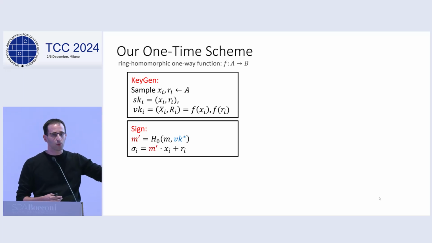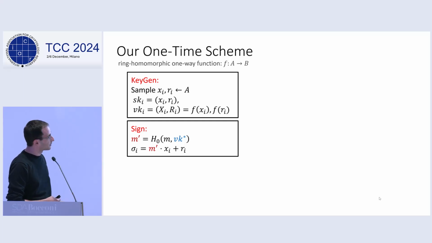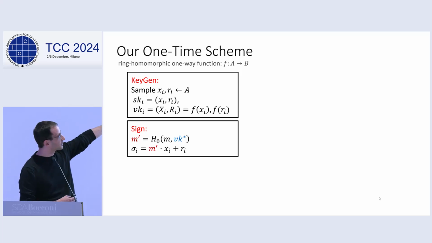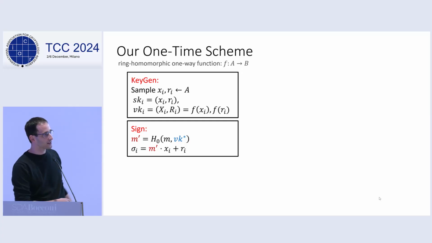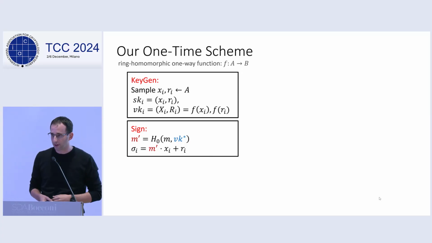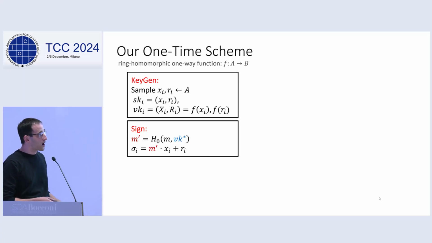I have to do it because I want this signature to be specific for the group S that we're signing, so it has to have the set S inside. And then I'm just going to output this random linear combination, this random thing, M prime times xi plus ri. Okay, so this is what I'm going to publish. This is my signature. Okay, how can I aggregate?